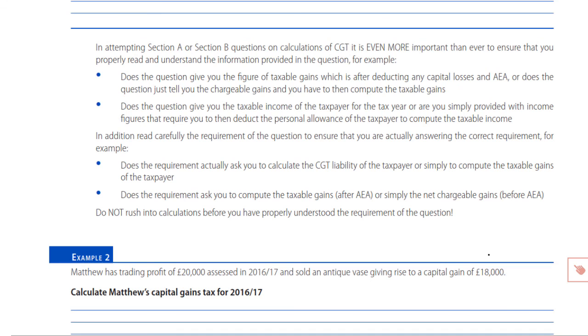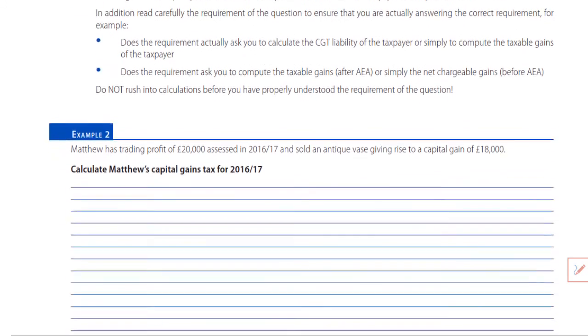So again, did the question give you the taxable income, such as I did in example 1 there, or does it tell you the net income and you've got to deduct the personal allowance? So be very, very careful to read that information and to ensure that you properly understood it. It's so easy to do most of this right, but just make a silly mistake over interpreting a single piece of information in the question.